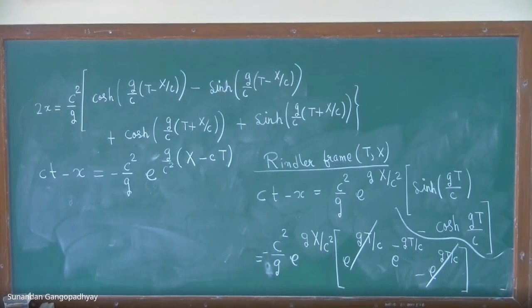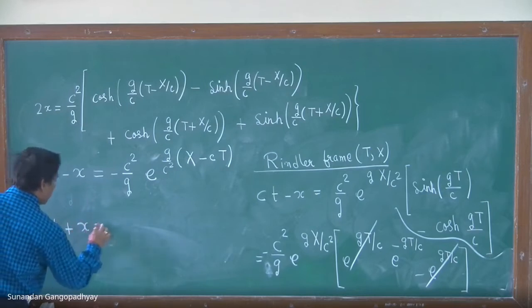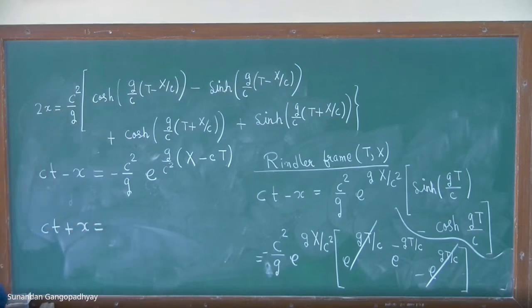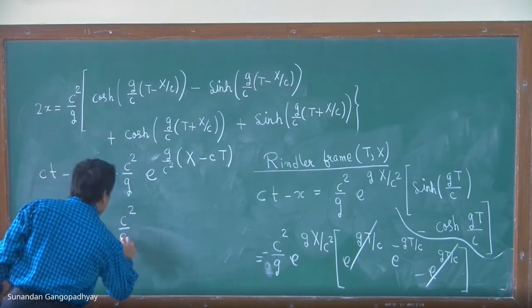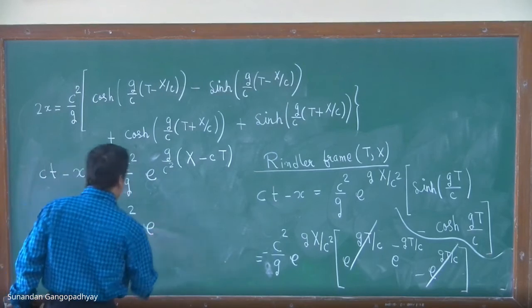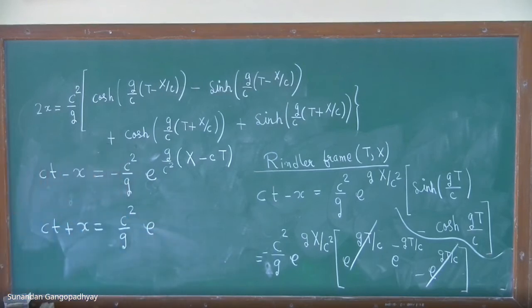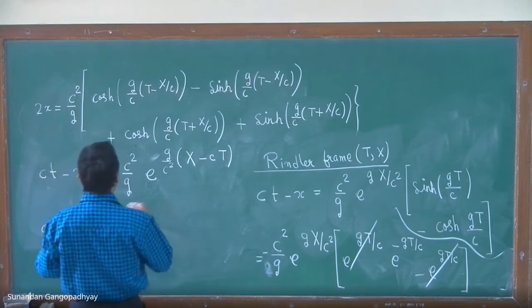Capital X minus this. And similarly, if you calculate this combination, which I am not calculating again, you can do it yourself. So ct plus x will be, from the same equations, you can calculate this to be c square by g to the power of. There is a reason for doing it in this way. Okay. Another thing is that I have missed this factor.